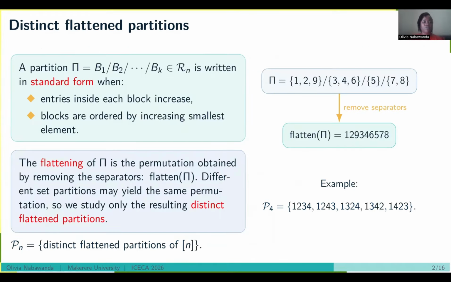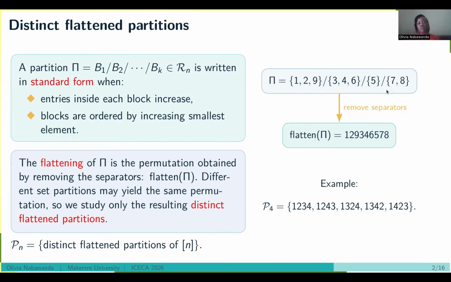I'll begin with a few definitions, the first one being a set partition. Suppose we have a set partition of this form, where you have elements of a set. For example, here we have elements 1, 2, 3 up to 9, but these elements have been grouped into different blocks in such a way that in each block the elements are written increasingly and the blocks are arranged in increasing order of their first entries, as you can see in this form. So this is a set partition.